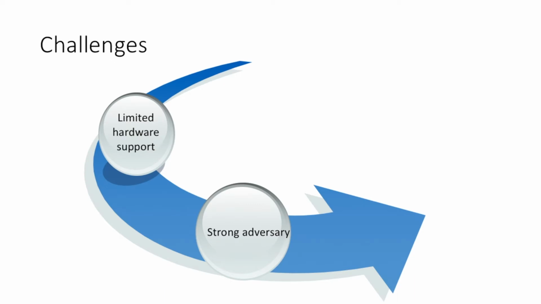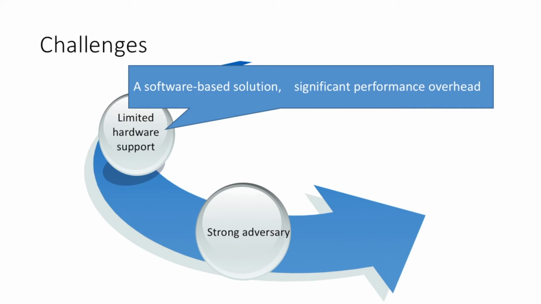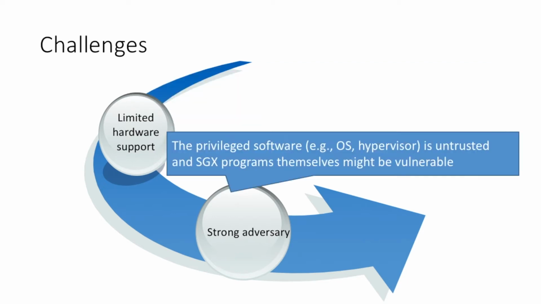To provide flexible memory protection to SGX, we should overcome two challenges. First, SGX currently does not have hardware support for flexible memory permission enforcement. Although it's possible to implement the enforcement with a software-based solution, the runtime performance overhead can be significant. Second, the security model of SGX assumes that the privileged software is untrusted. We cannot simply ask the OS or hardware to change the memory permission. In addition, SGX programs might be vulnerable and thus subject to a variety of attacks.